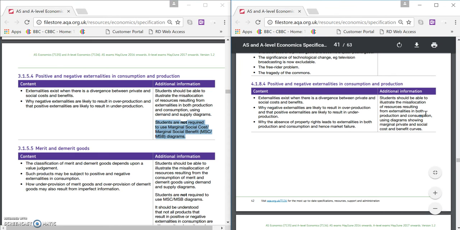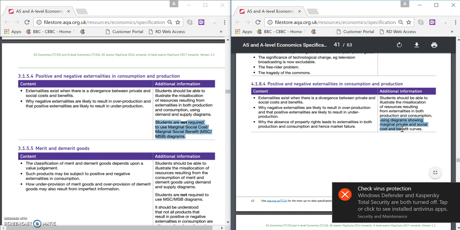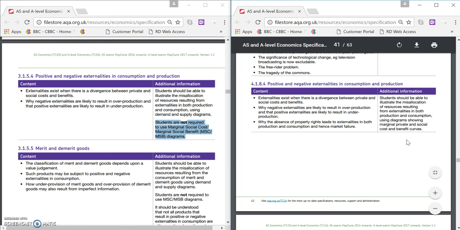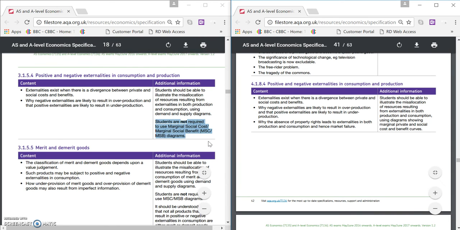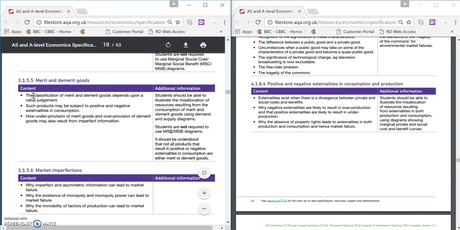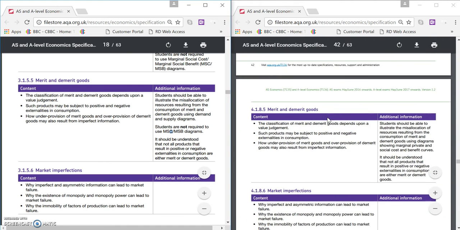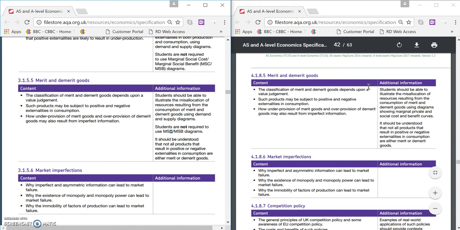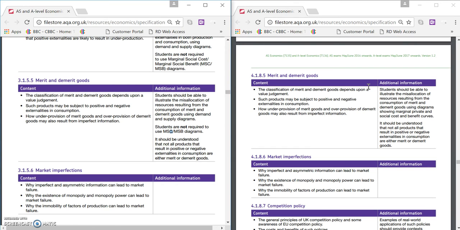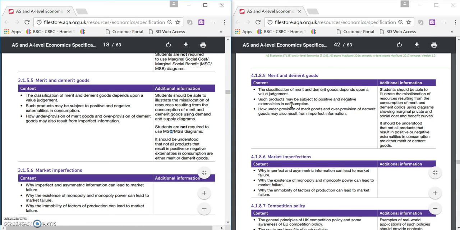Over here, however, it is quite clear that it says students should be able to illustrate a misallocation of resources using diagrams showing marginal private and social cost and benefit curves, otherwise known as marginal analysis. So a key change here is in the diagrams that you need to be able to draw. If I move down to the next section over here in the AS, it's merit and demerit goods, and likewise in the A-level it's the same thing, merit and demerit goods. Now if you actually have a look here, there is nothing that is different between the two areas of content.